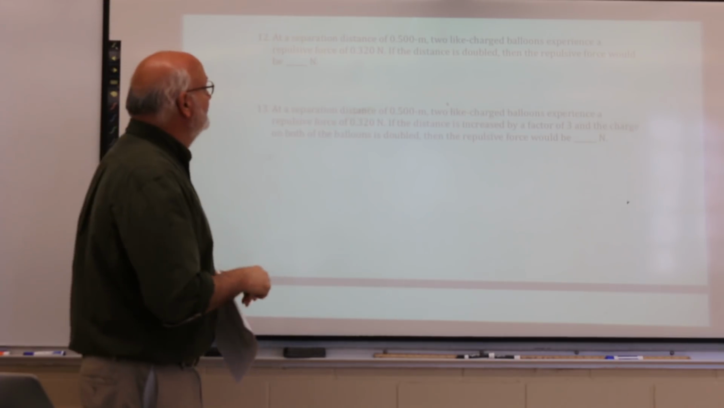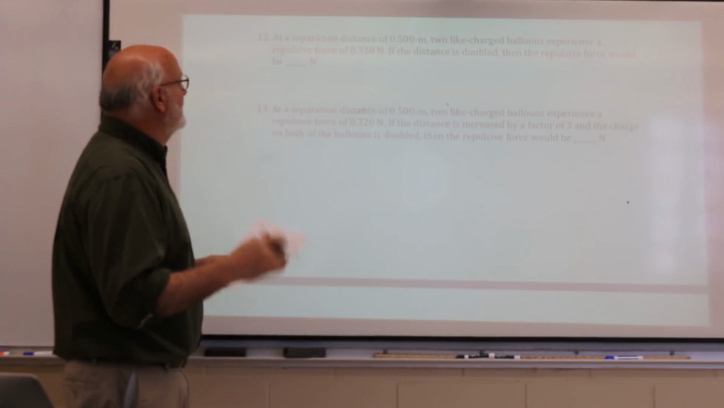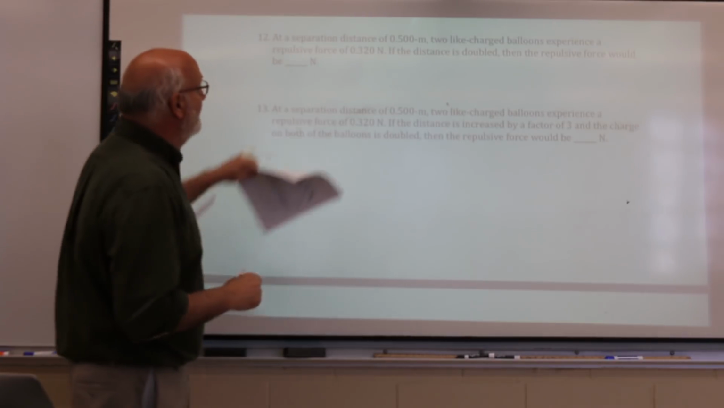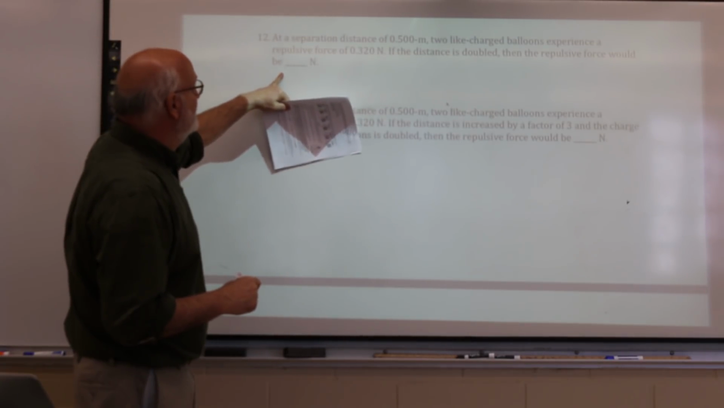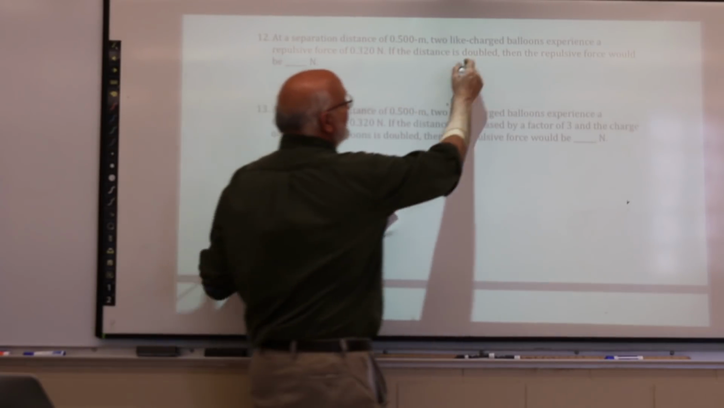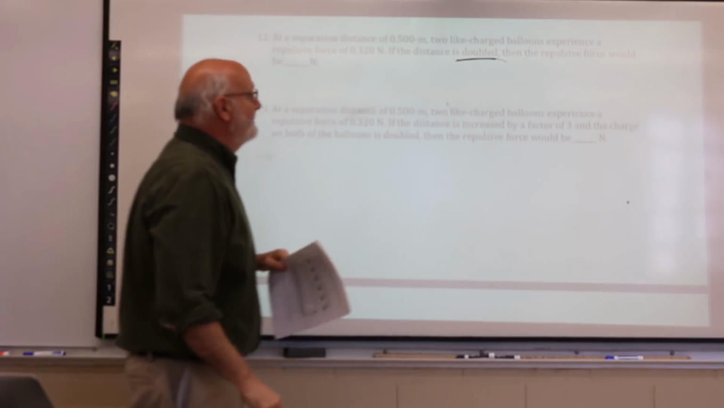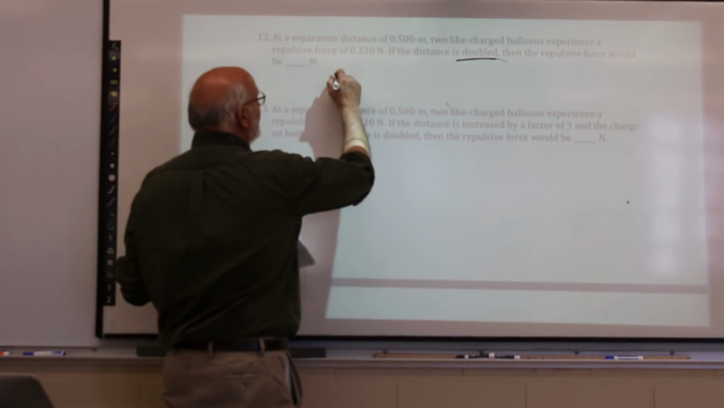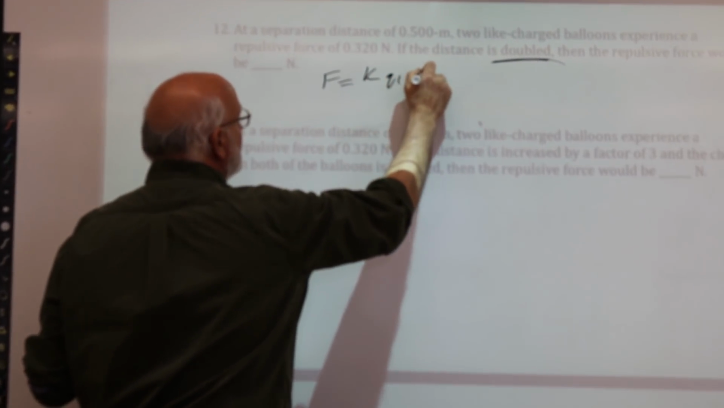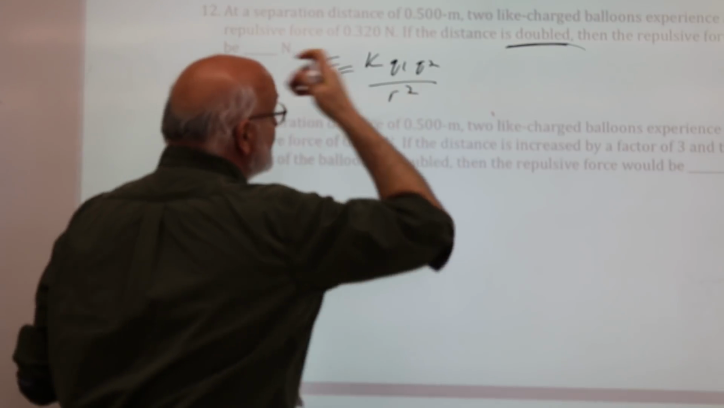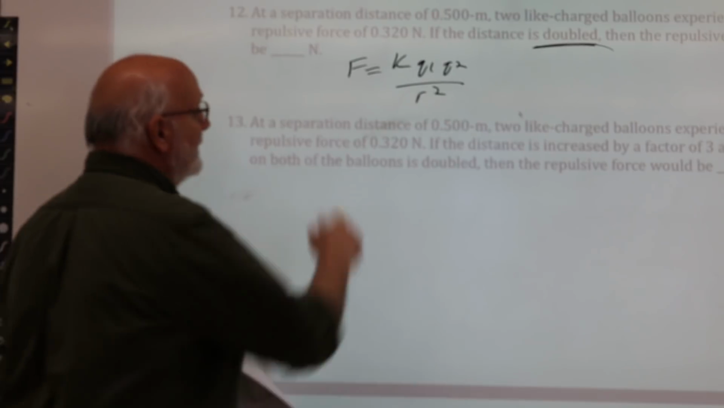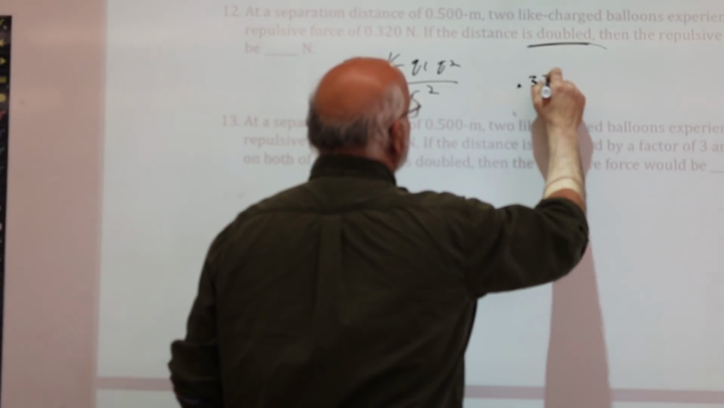Hello. We're back. Remember, these are our traditional ones that we've got, okay? It says, at a separation of 0.5 meters, 2 like-charged balloons experience a repulsive force of 0.320 newtons. This is one of those things: if the distance is doubled, what's going to happen? Well, we know that the equation we're working with is Coulomb's law: force equals K Q1 Q2 over the distance or radius squared. That's our equation. We also know that this force is 0.320 newtons.